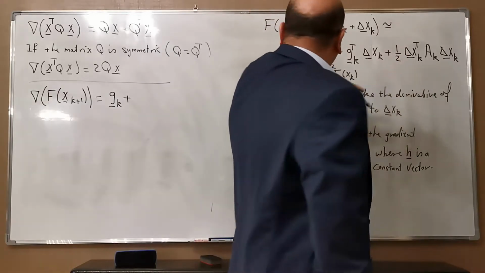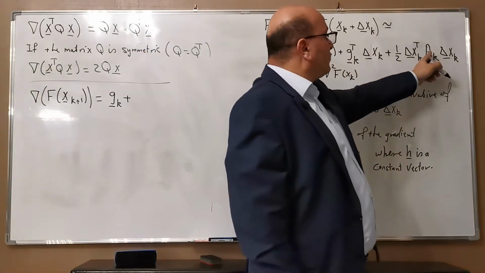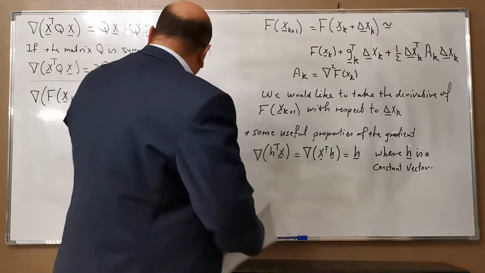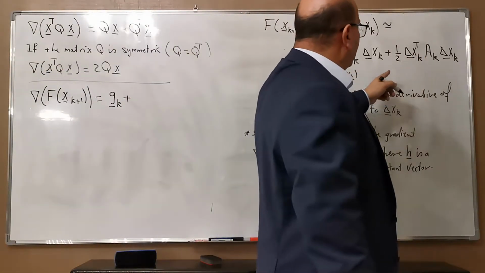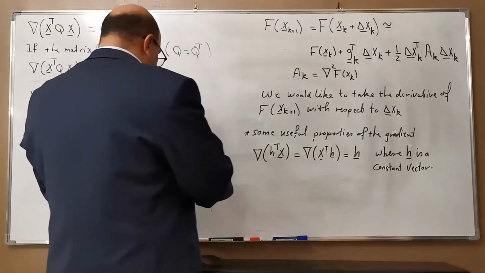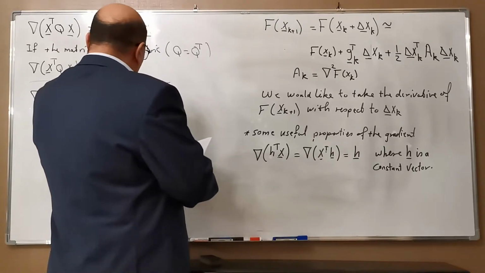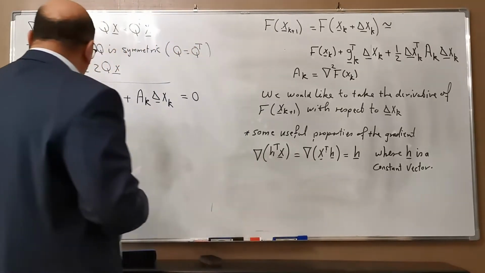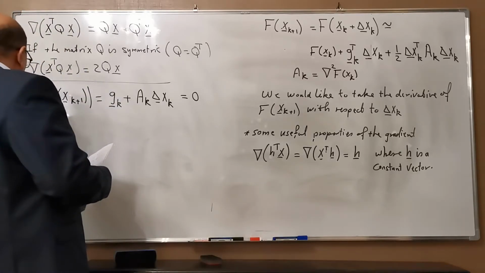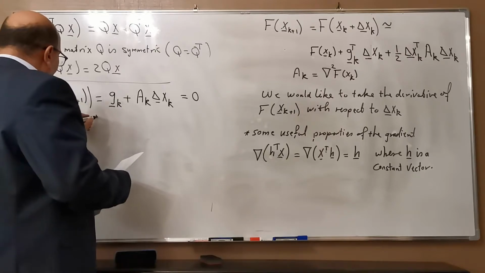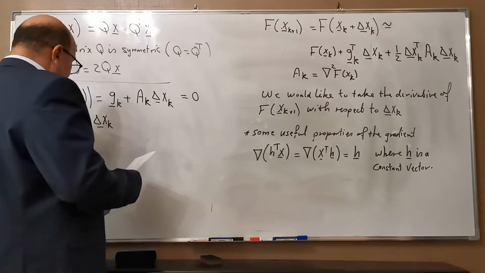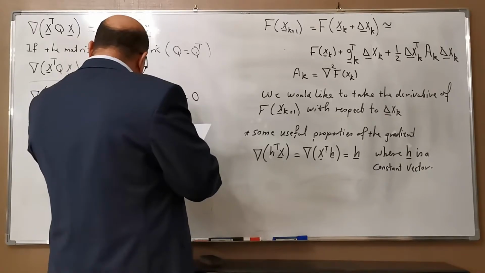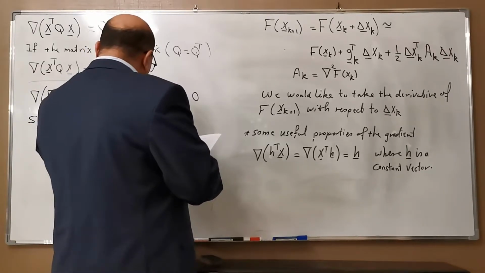Now you have this one, it's the same form as this one, A_k, which is the Hessian. This one is symmetric, so it's 2Q x. So this one will be 2 A_k delta x, but you have 1/2 here and 2 here, so you end up with A_k delta x_k, and you equate this to be equal to 0. So solving for delta x_k, this equals minus A_k inverse g_k.